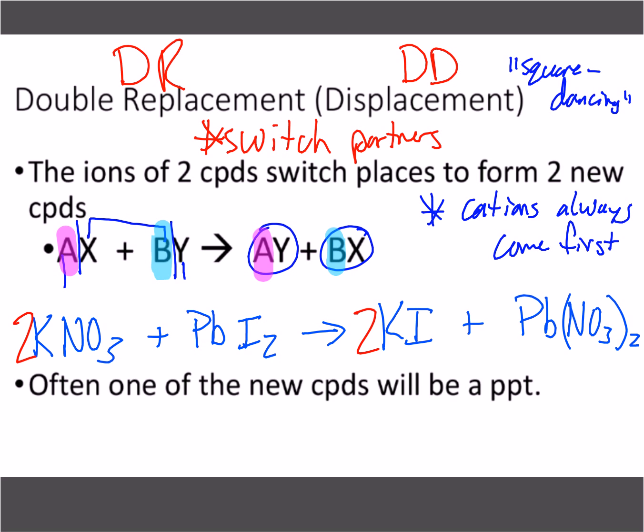Oftentimes, when we have a double replacement reaction, one of the new compounds will be a PPT. And PPT means precipitate. Meaning a solid will form. I can't write today. A precipitate will form.